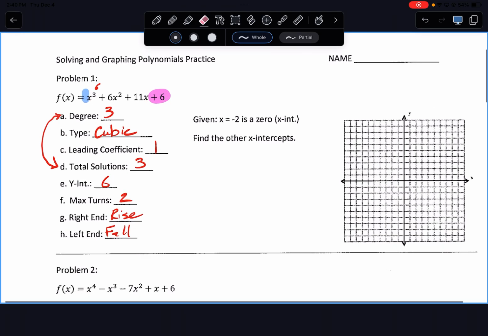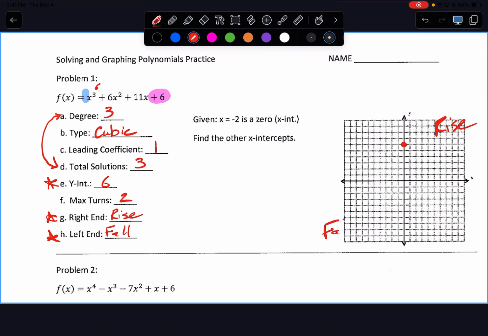Okay. Next, we can graph three of these things right now: the rise, the fall, and the y-intercept. We can put them on the graph right now without doing any more work. So my y-intercept is 6, so I'm going to put that right there. Then I know that my right end is rise, so I like to do this, and then fall.